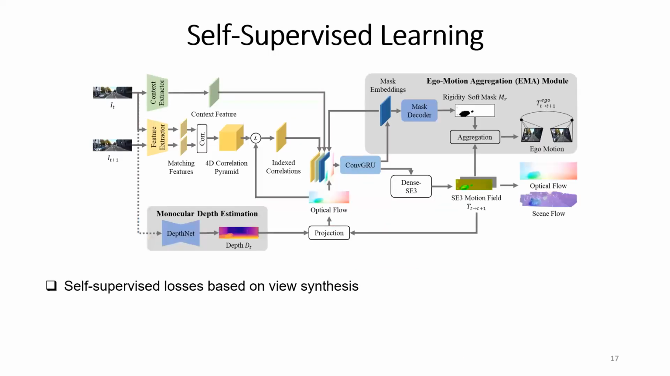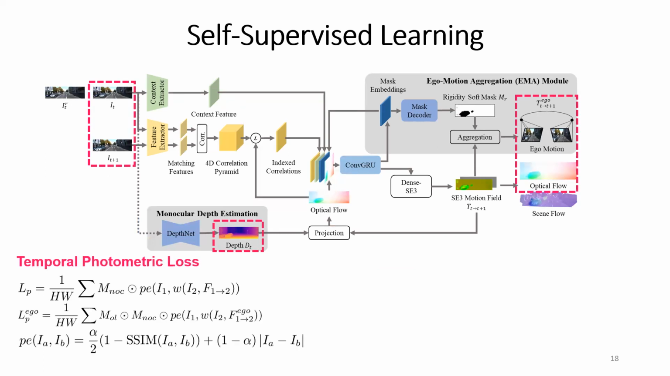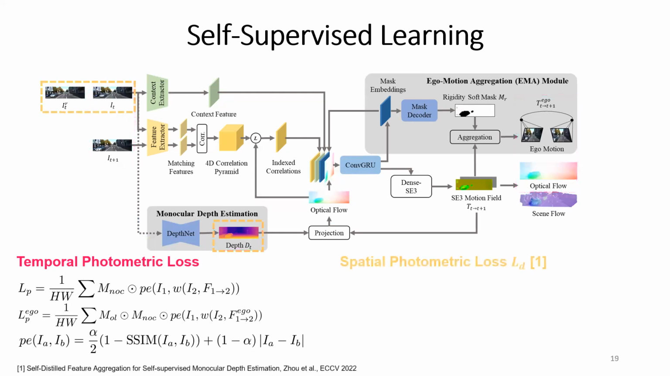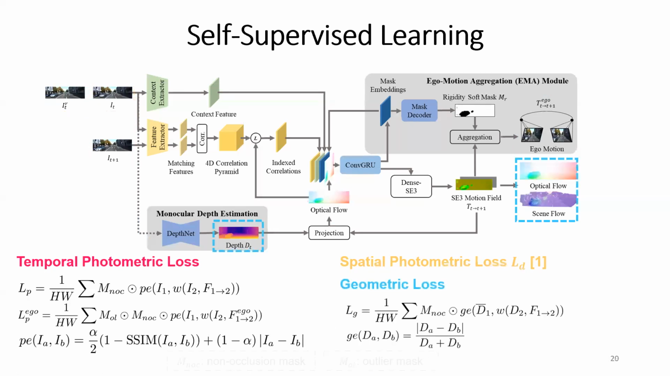Our network can be trained in a self-supervised manner, primarily employing view synthesis. Stereo images are only incorporated during the training stage, as in previous methods. Our view synthesis-based loss functions encompass three key components: the temporal photometric loss, spatial photometric loss, and geometric loss. We utilize both the inferred non-occluding mask and an outlier mask to exclude invalid pixels from loss calculation.